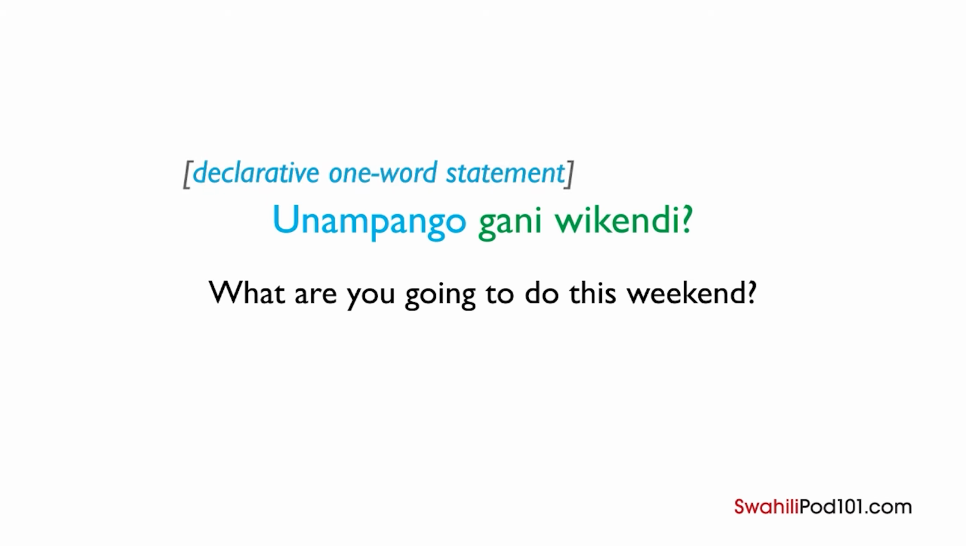Una mpango is a declarative one-word statement that means you have a plan. In this word, u is the personal pronoun for you. Na stands for to have, and pango is plan. Gani means what? Can you guess what weekendi means? The pronunciation of this word is a pretty big clue. If you guessed weekend, you're right. So all together we have, una mpango gani weekendi? It's an easy and commonly used sentence, which is translated as, what are you going to do this weekend?